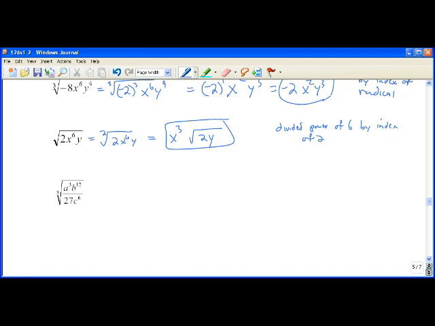So let's try this next one. It says to split them up: we have the cube root of a cubed b to the 12th over the cube root of 27c to the 6th. The cube root of a cubed, well, 3 divided by 3 is 1. 12 divided by 3 is 4. The cube root of 27 is 3, and for the cube root of c to the 6th, well, 6 divided by 3 is 2.